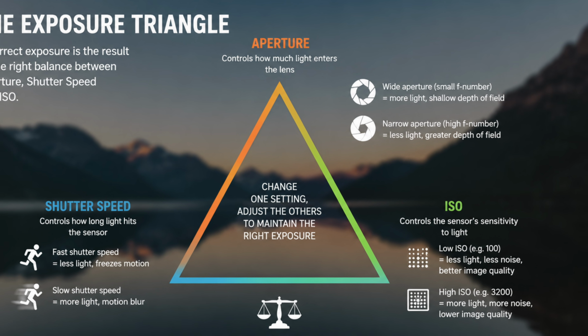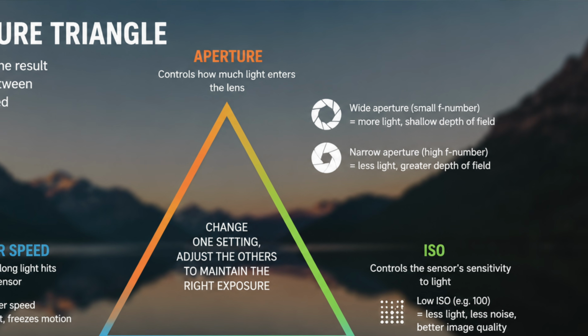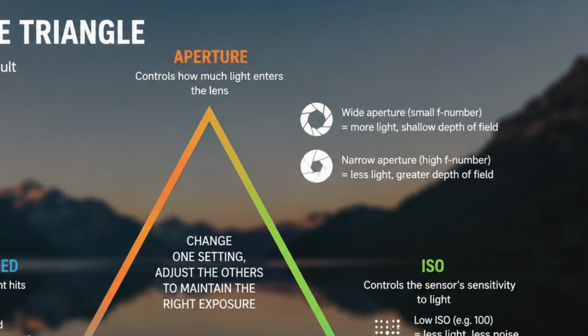Your photo suddenly becomes darker. So how do you get that light back? You have two options. You can open your aperture, or you can increase your ISO. Opening your aperture lets more light reach your sensor, but it also decreases your depth of field. Closing the aperture gives you more depth of field, but also lets in less light. And this is where it becomes a balancing act.